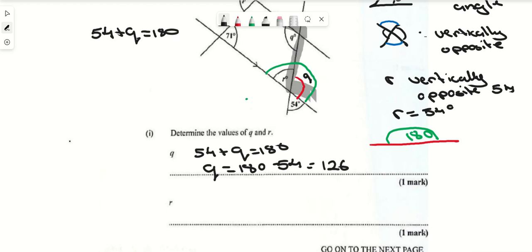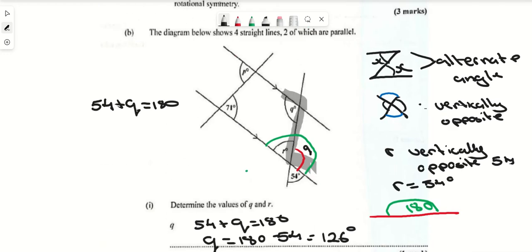Yeah, 126 degrees is Q. Right, and then R, we already found out R is vertically opposite 54 degrees, so R is 54. Right, and those would be your answers for part 1. Now let's look at part 2.